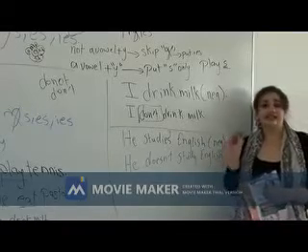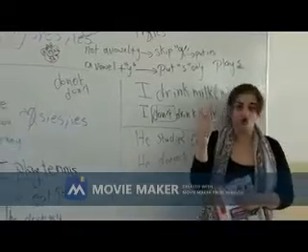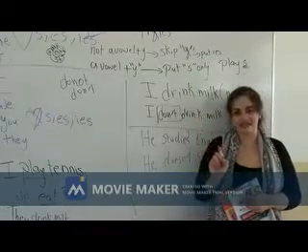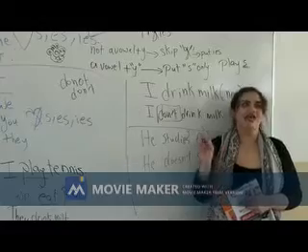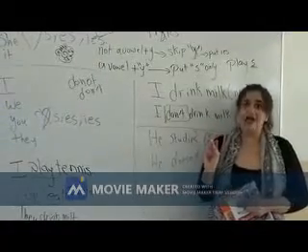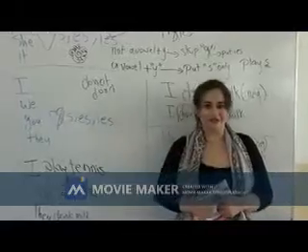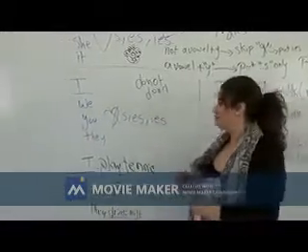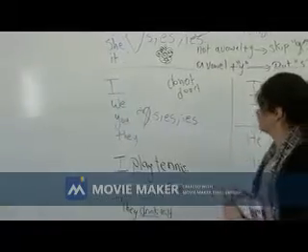So again, in the negative form, with he or she or it, I use doesn't with the S. Okay? With I, you, we, and they, I use do not or don't. Okay? Well, let me tell you the last thing here.